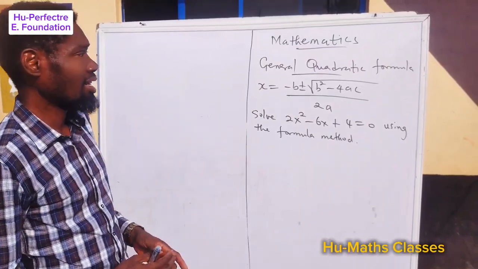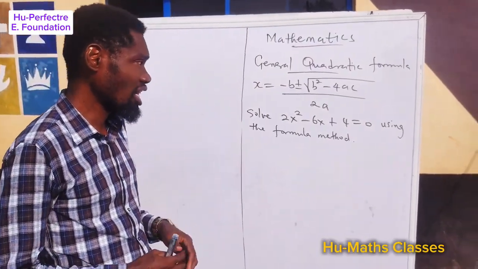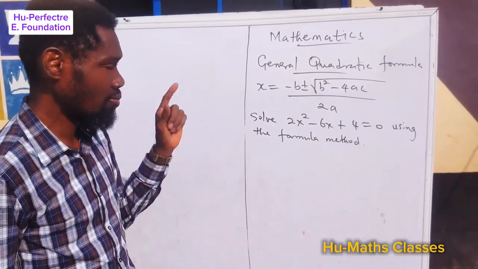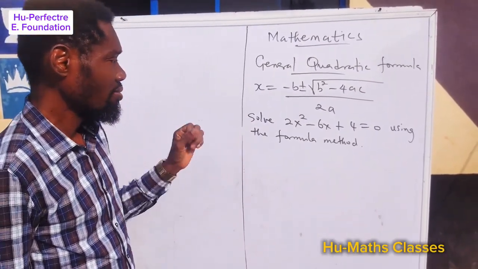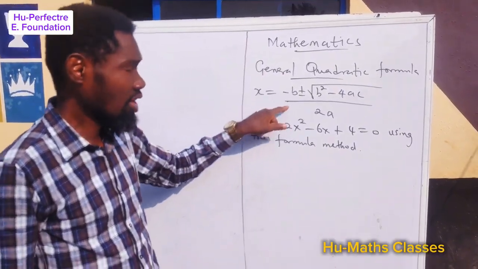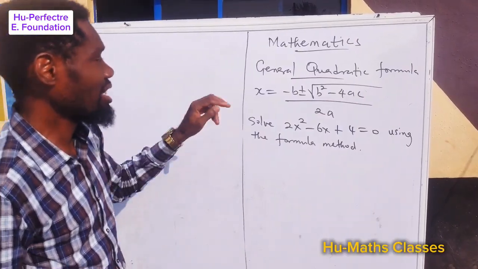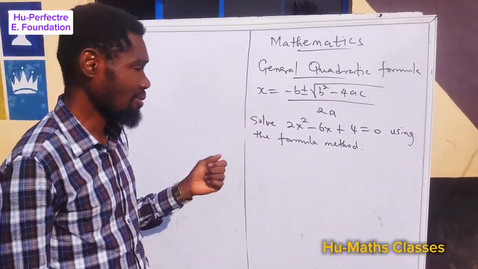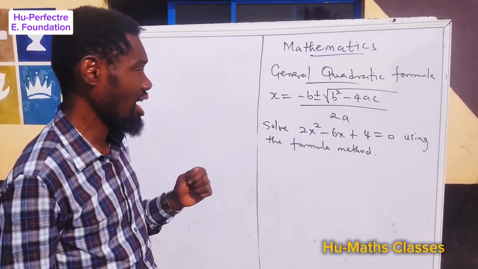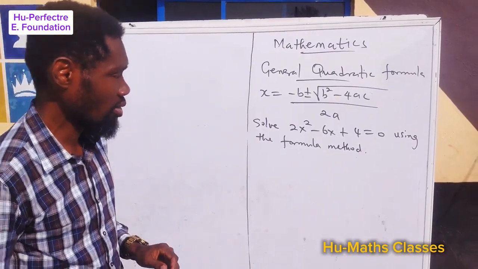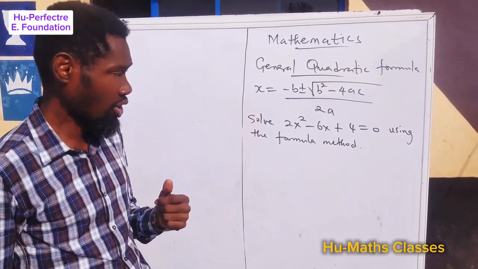Okay, let's look at how to apply the general quadratic formula. I want to believe that you understood the perfect square method, the completing the square method that we used in proving this formula, or making x the subject of the relation from the quadratic equation ax squared plus bx plus c is equal to 0. We got this formula from that equation.